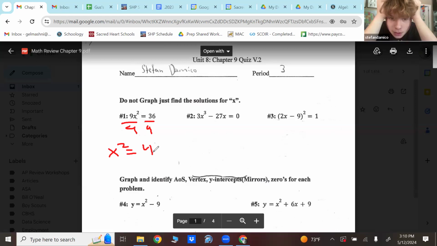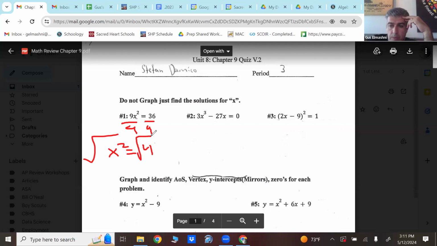And then you have to square root to get rid of the square. But whenever you solve by square rooting, not square rooting in general, but solving by square rooting, you got to put plus or minus because there's two answers that could work, 2 or -2.